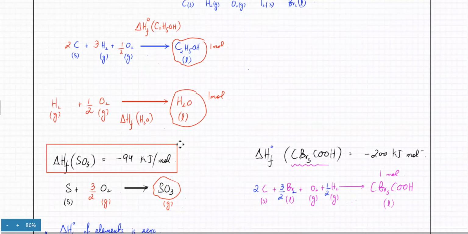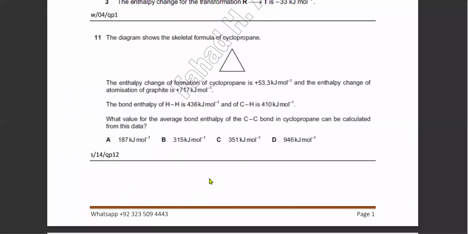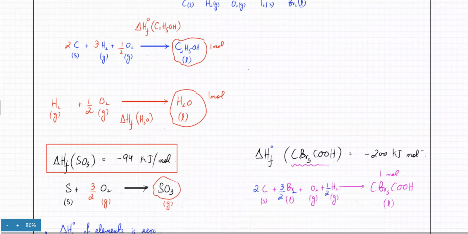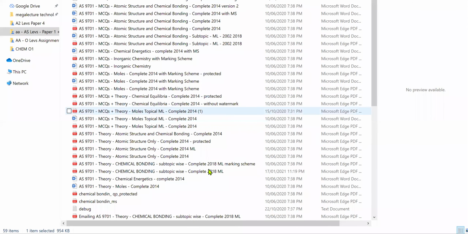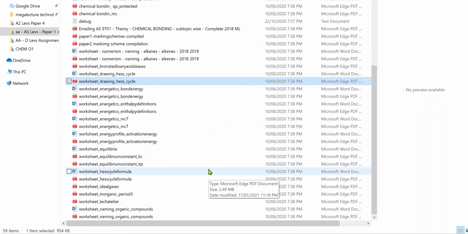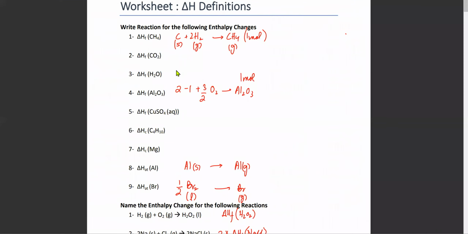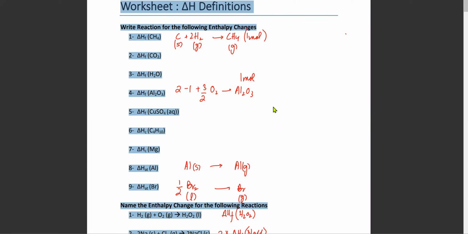So we're going to do a small worksheet now related to definitions. Let me just remove this. Okay, so it's this one. And just a second, why is it?